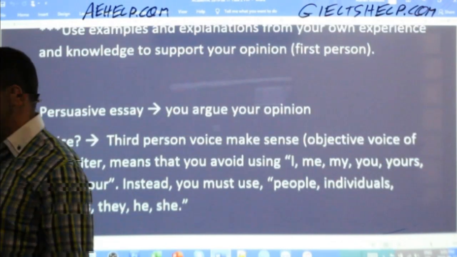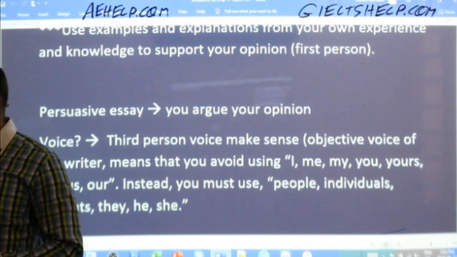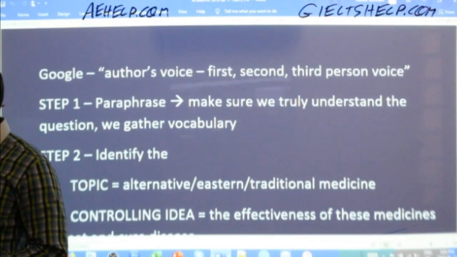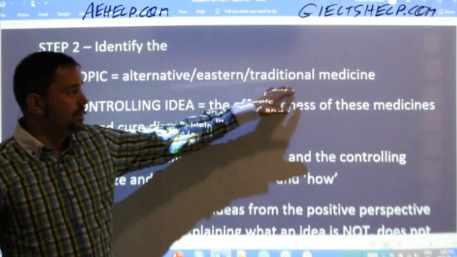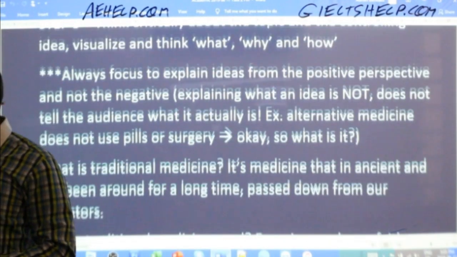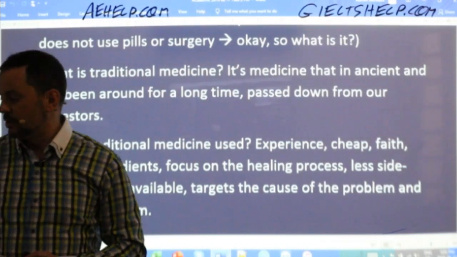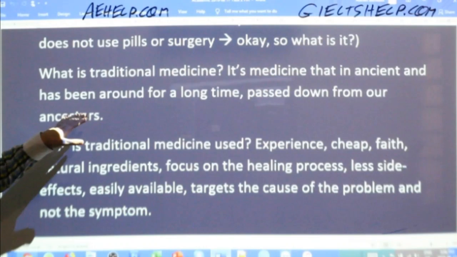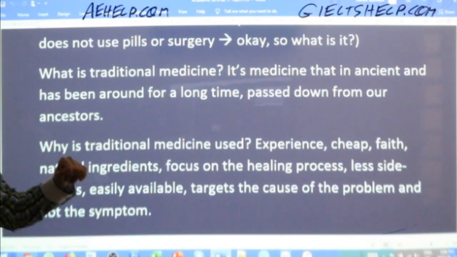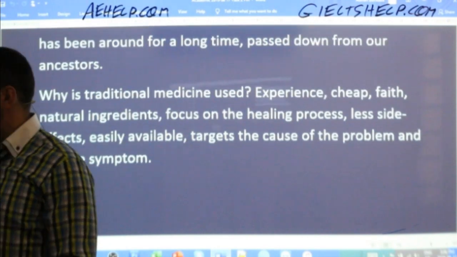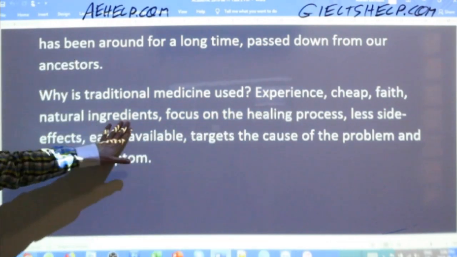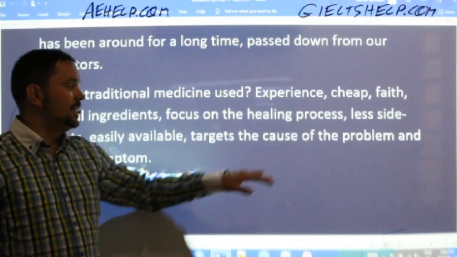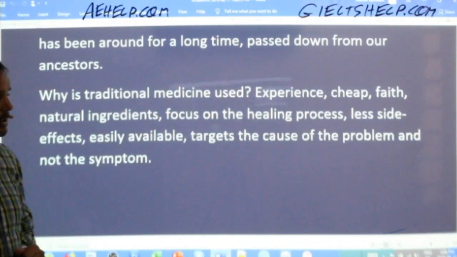All right, so this is a persuasive essay. We are writing it in third-person voice, so we're not using I, me, my, you. We discussed the topic, which is alternative or traditional medicine. We used some critical thinking to decide that traditional medicine is an ancient form of medicine that has been around for a long time, passed down from our ancestors. Why is it used? Because of experience, because it's cheap, because it's natural ingredients, because it focuses on healing, less side effects, easily available. So we came up with some good ideas that we used for our thesis.